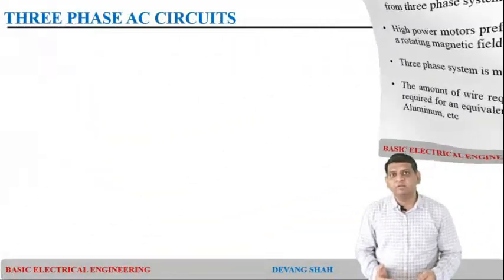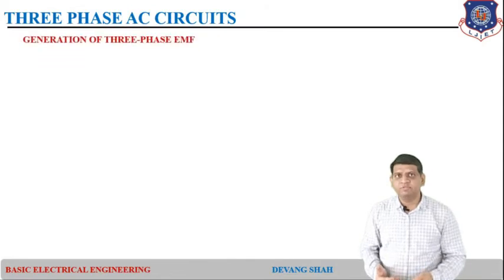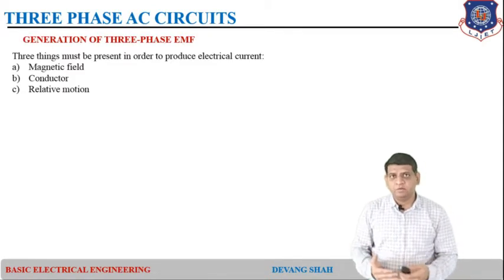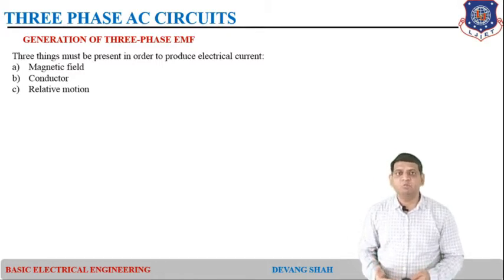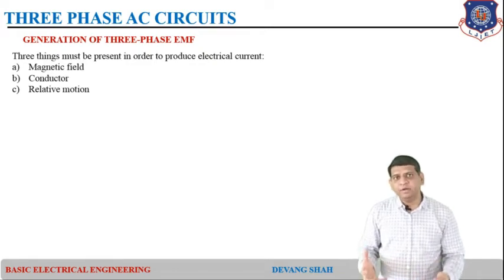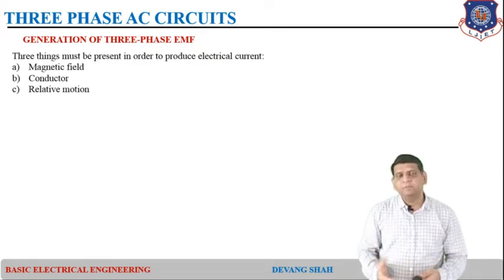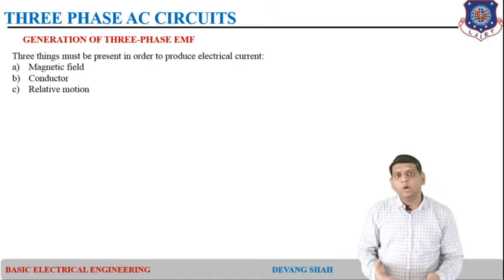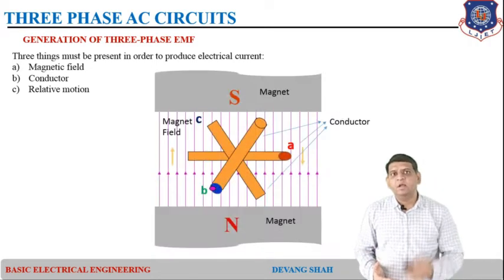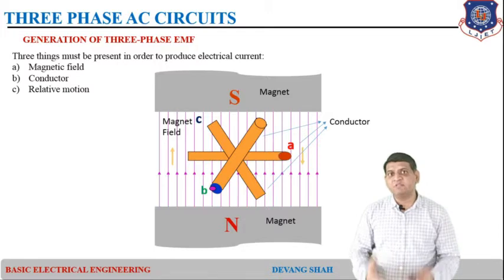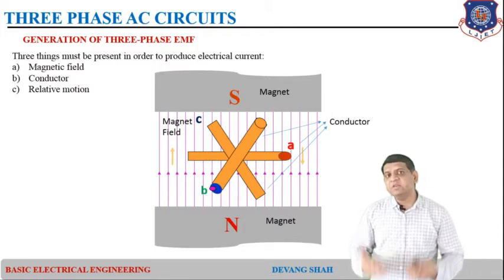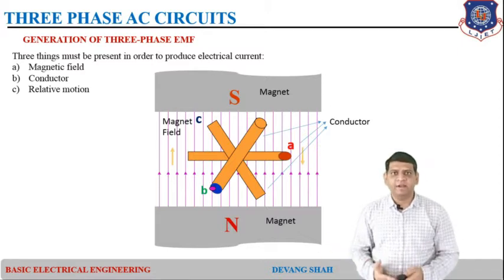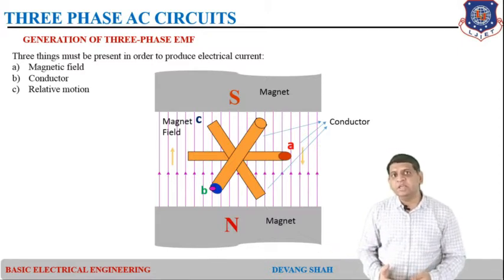One by one, let's discuss the generation of three phase. Three things must be present in order to produce an electrical EMF: a magnetic field, a conductor and relative motion. The magnetic field is created by a magnet. You can see these magnets are fixed magnets, they are static, and that is why they create a static magnetic field. Inside you can see there are now three conductors.